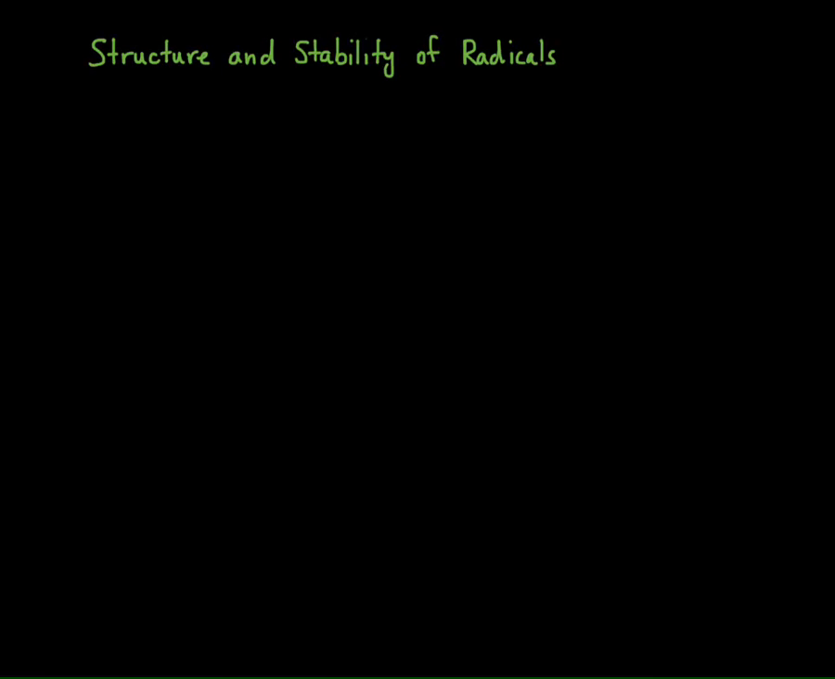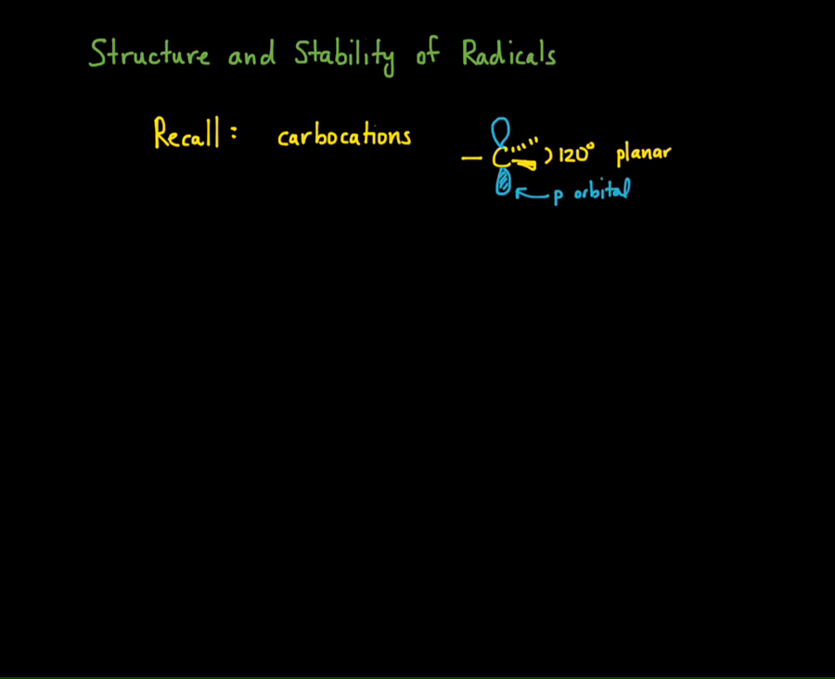So now that we've seen how to make radicals, let's look at the structure and stability of them. And we're going to start off thinking about the carbocation. So we've already seen the structure of the carbocation. We know that it is trigonal planar and that the bond angles are 120 degrees. And so it takes on this planar geometry where you have an empty p orbital. And of course, the hybridization of this carbon is sp2 hybridized.